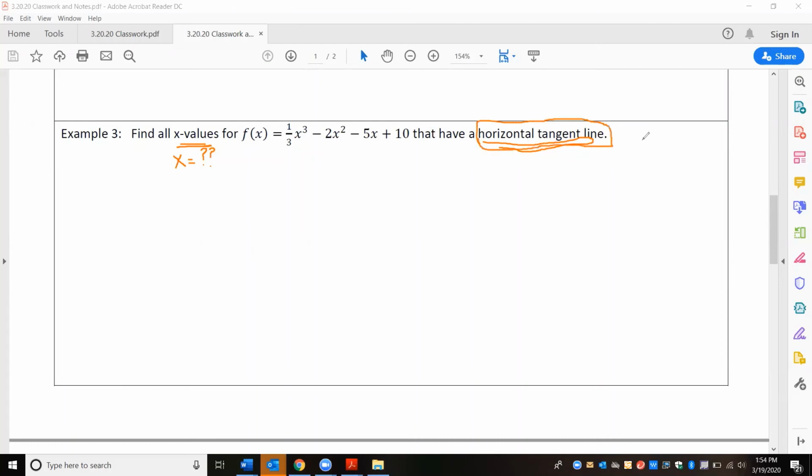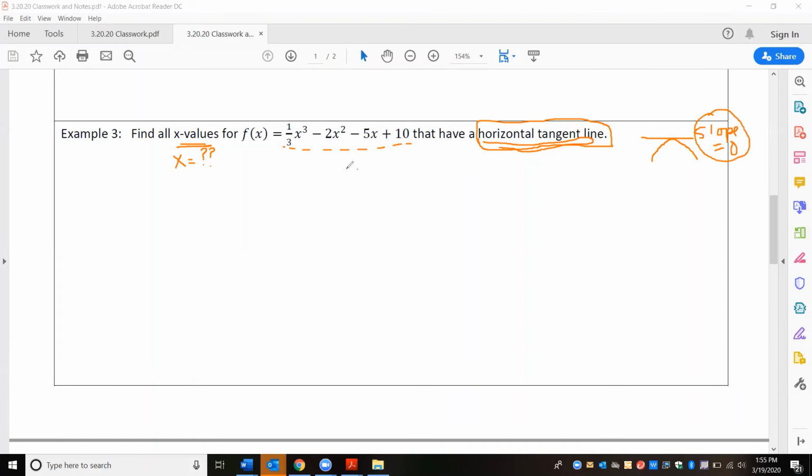Well, what does that mean? A horizontal tangent line is going to be any line that becomes exactly flat for a moment. So think about something reaching a vertex and coming back down. That's a horizontal tangent line. What we know about horizontal lines is that their slope is always 0. So we know that whatever we have for this over here is going to have a slope of 0 in order for us to get our answer.